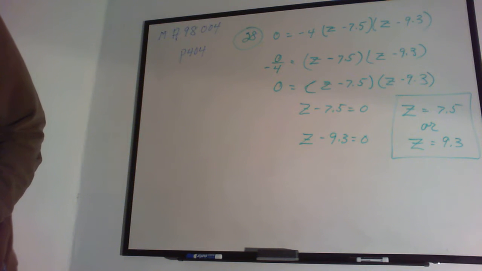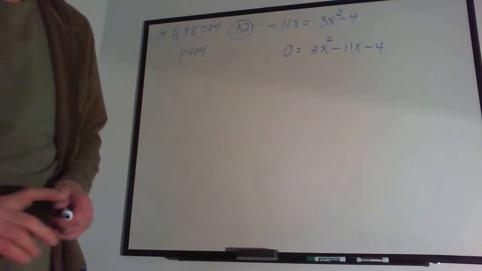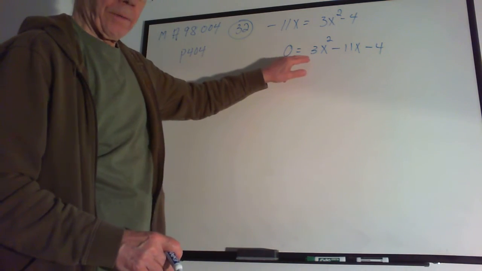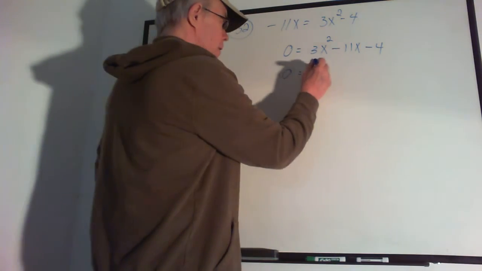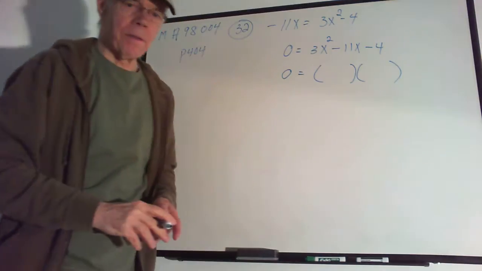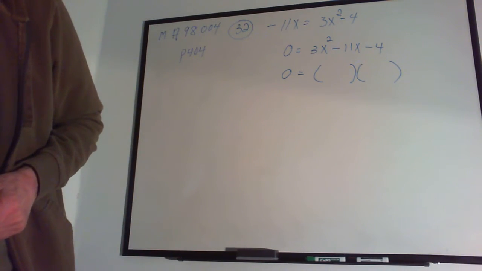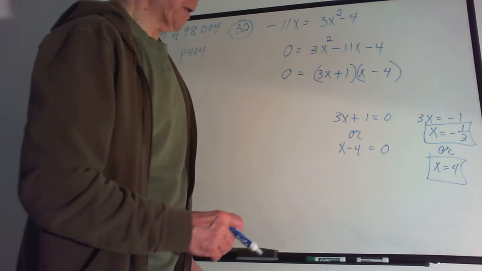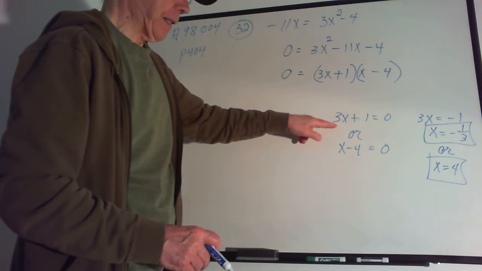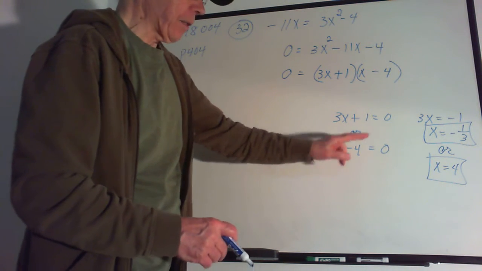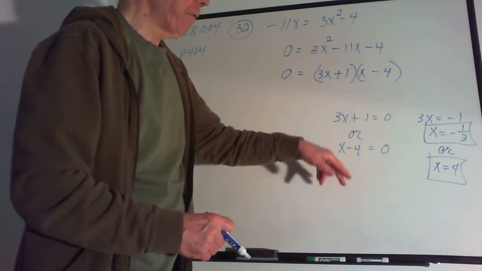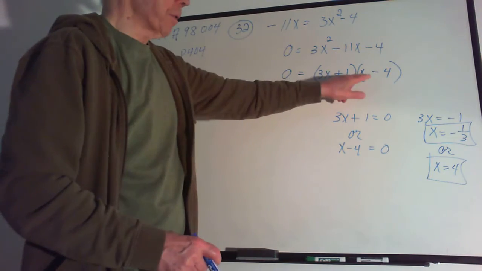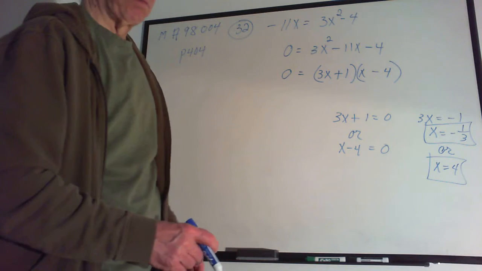So try number 32. First thing you want to do is bring the minus 11x to the other side. I want this to be a positive term. So now what you have to do is factor it. So pause the video, try to factor it, see how you do with it. All right, to factor it, you get 3x plus 1 times x minus 4 equals 0. So either 3x plus 1 is 0 or x minus 4 is equal to 0. I solve them, I get x is equal to -1/3 or x is equal to 4. If I put the 4 in here, I get 4 minus 4, which is 0.